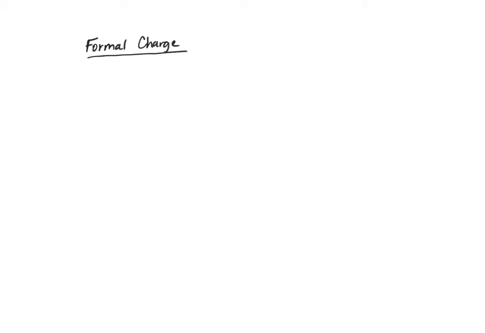Formal charge is a bookkeeping measure that we use when drawing Lewis structures to evaluate if we've drawn the best Lewis structure for a molecule. A formal charge is a hypothetical charge. It's the charge that each atom in a molecule would have if its electrons were shared equally, and truly equally.